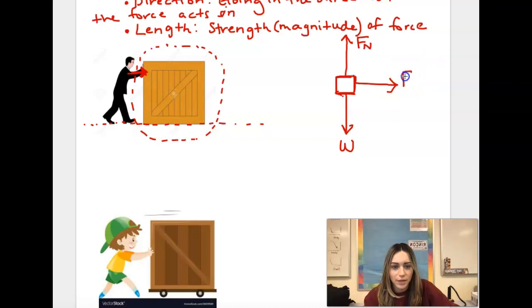I'm going to label that FA because I know that if he's just pushing on the box, that is an applied force. Now you might think, I think I'm done here. But you would be wrong because there is one other force that's acting here.